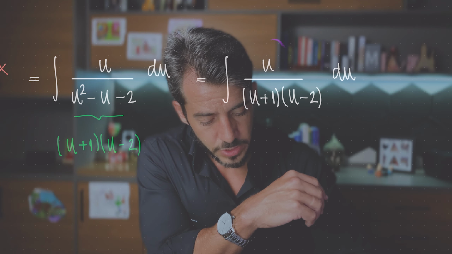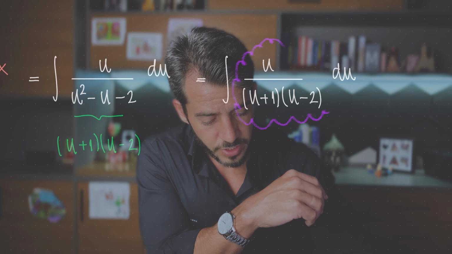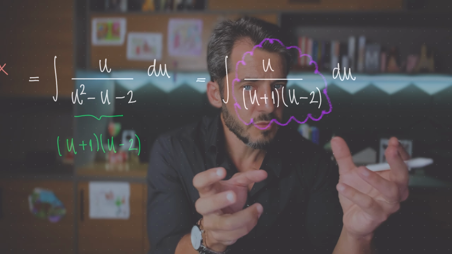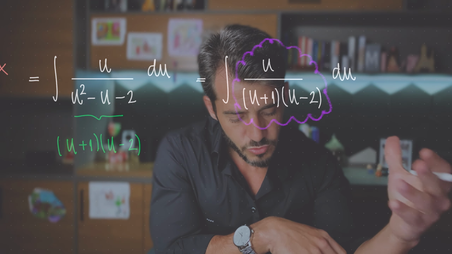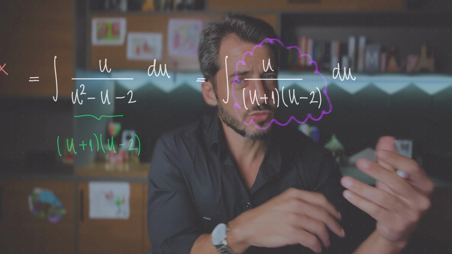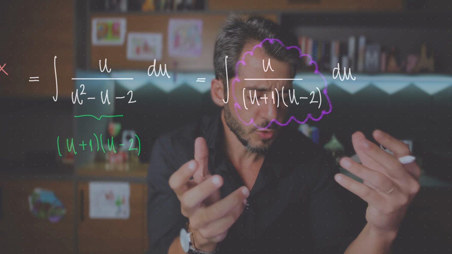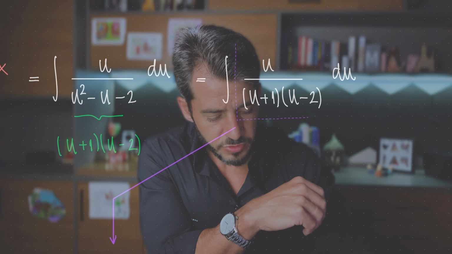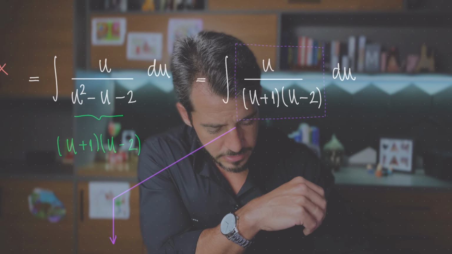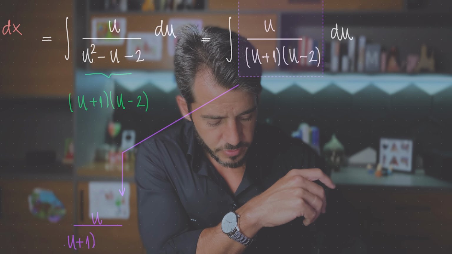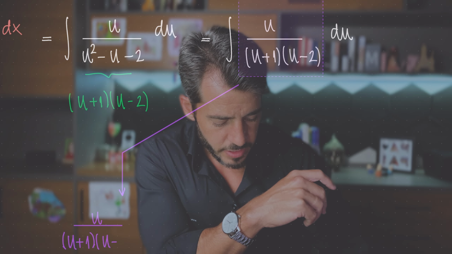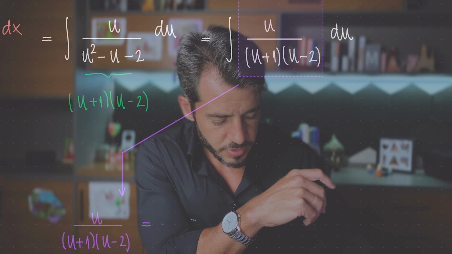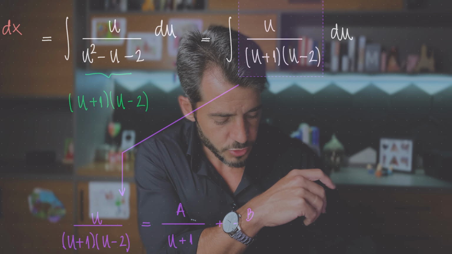And we are going to break this down into partial fractions. So let's enter the realm of partial fractions. How do we convert u over u plus 1 times u minus 2 into two fractions? And we know it's 2 because we have two binomials in the denominator. Hopefully you're familiar with this, but let me just give you the shorter version. So we have this being converted into a over u plus 1 plus b over u minus 2.